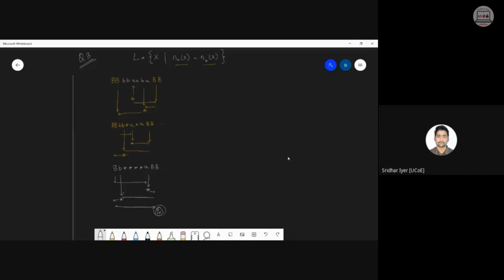Am I clear? Shall we proceed with the diagram? Any doubts over here so far? Do let me know. Because I'm starting with the example to make the things clear. Nothing else.